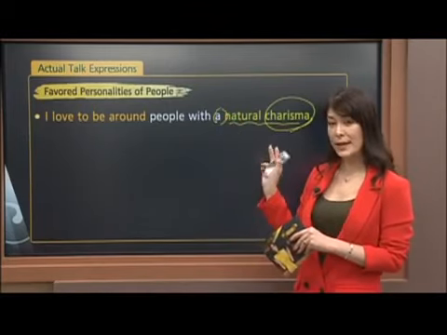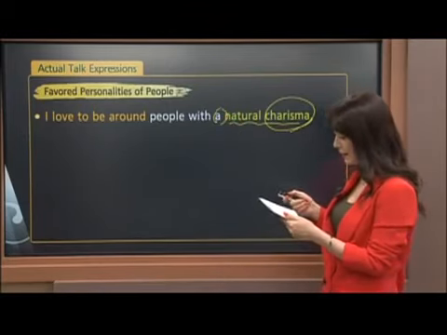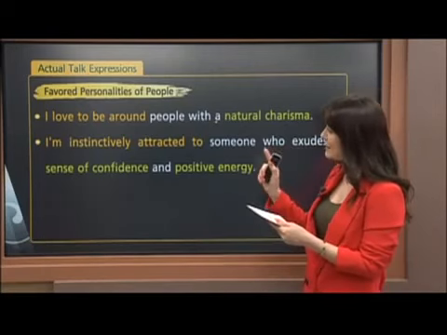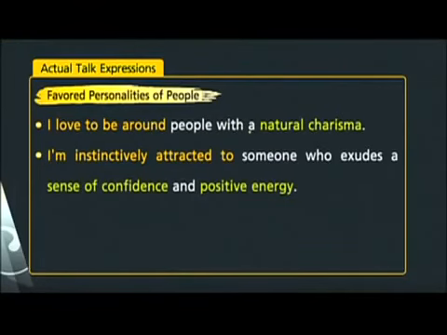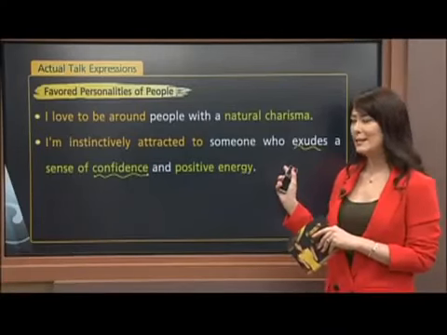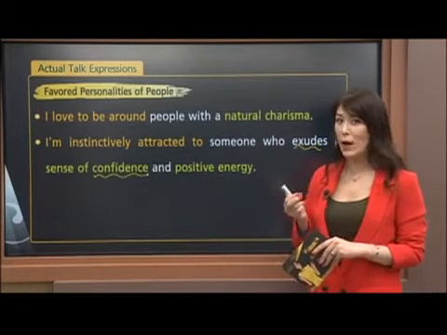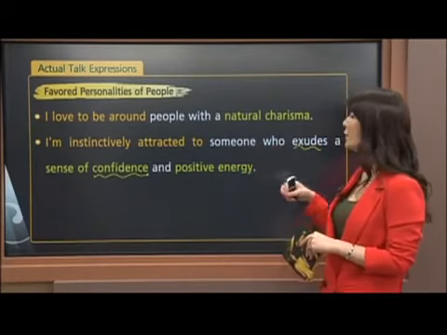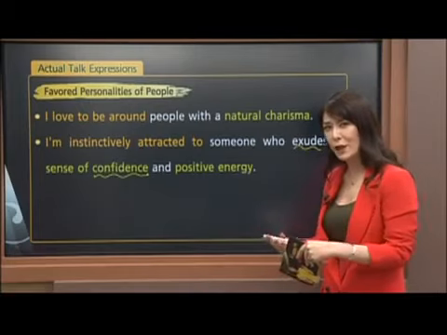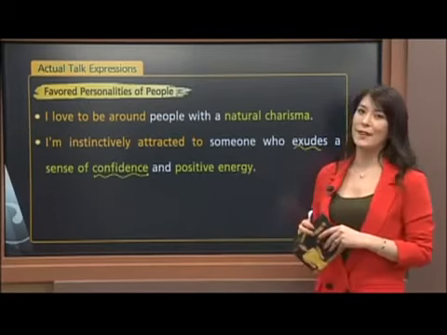You can either use A or take it out, okay? Keep that in mind. And then you can say, I'm instinctively attracted to someone who exudes. Exudes means to give off a sense of confidence and positive energy. This is, once again, a simpler way to say this: I'm instinctively, all of a sudden or right away, attracted to someone who exudes, who gives off a sense of confidence and positive energy.